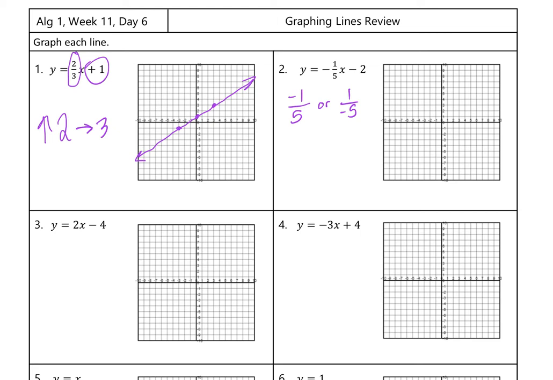So we start with the -2 though on the y-axis. And then if I want to do this first way, that's saying to go down and right, because down is the negative direction and right is the positive direction. If I choose to do it the second way, that's up and left. So up 1 and left 5. See, that's how it works right there.